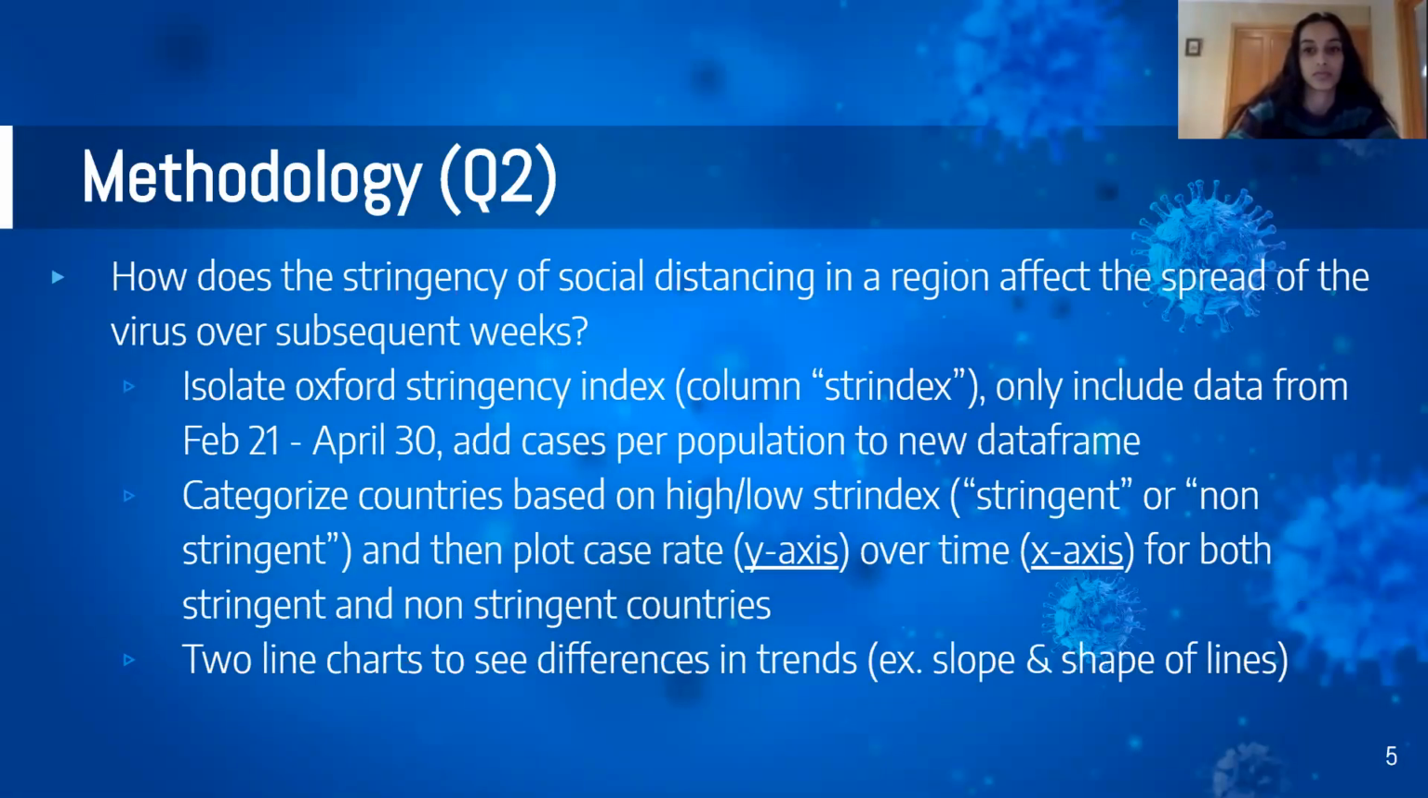For the second question, we isolated the Oxford Stringency Index, the Strindex, and only included data from February 21st to April 30th. We also added cases per population for each country to get case density. We then categorized countries based on high social distancing or low social distancing, or stringent or non-stringent, and then got two line charts that plotted case rate over time, and then we made comparisons with that.